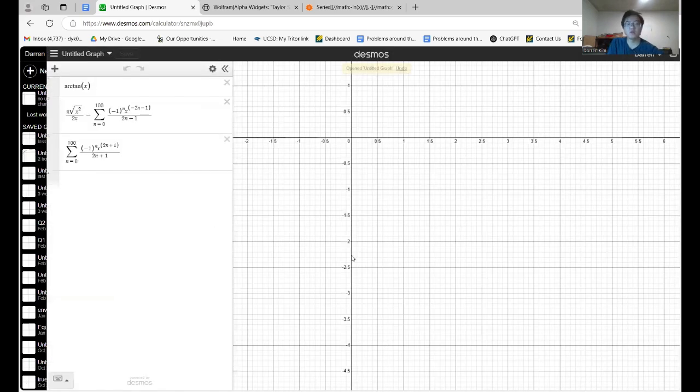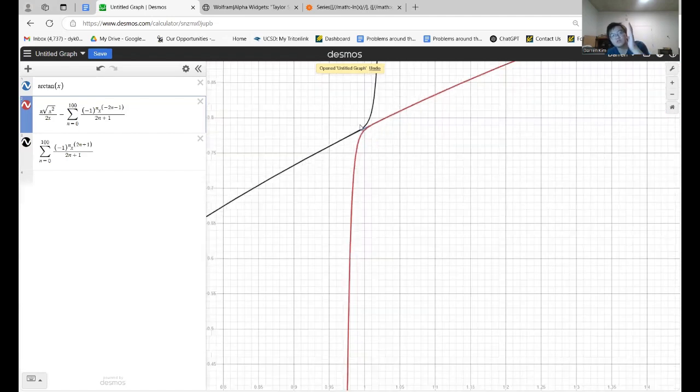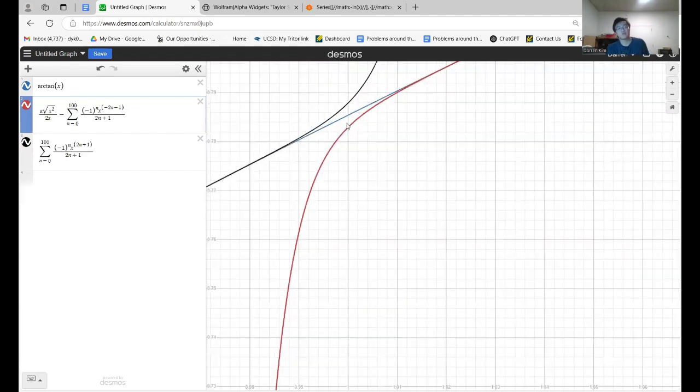Let me show you this one. This one's what we had last time. You can see that it's at the point. So even if you do the approximation, there's always going to be a problematic situation over here.